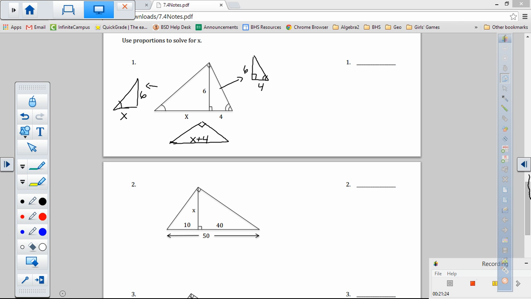So after you've broken them apart and labeled all the pieces that you know, you decide which of the 3 triangles you're not going to use. And I'm not going to use this triangle, and the reason is it only has one piece of information, so I can't set up a proportion. So now I'm just going to concentrate on my 2 smaller triangles.